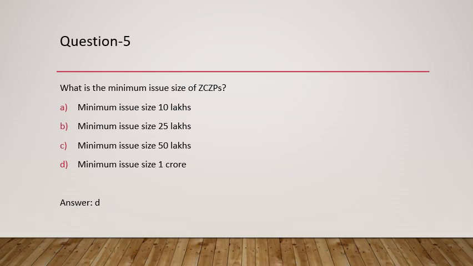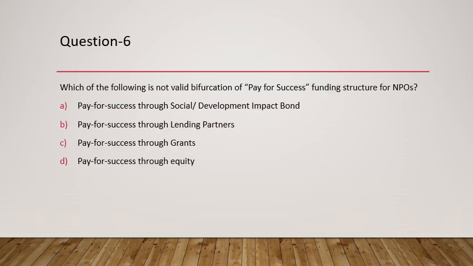So these 5 questions that you saw just now, they were about ZCZP, which is a unique kind of instrument, which will be listed on the social stock exchange, and that is why I have created 5 questions on these instruments. We move on to other set of questions which are related to funding only and from the chapter 3. So let me take you to the next question.